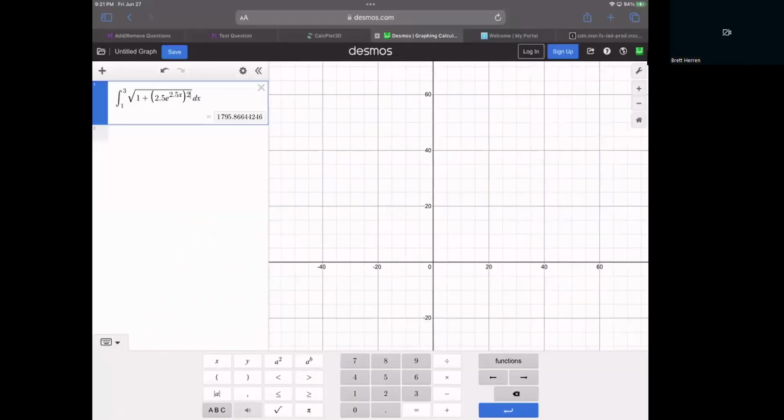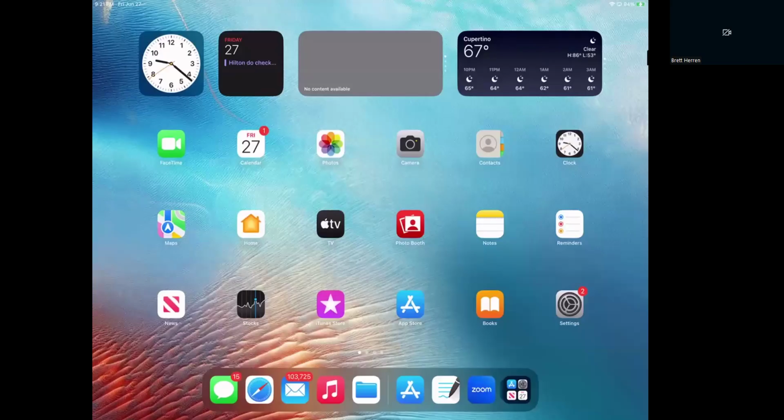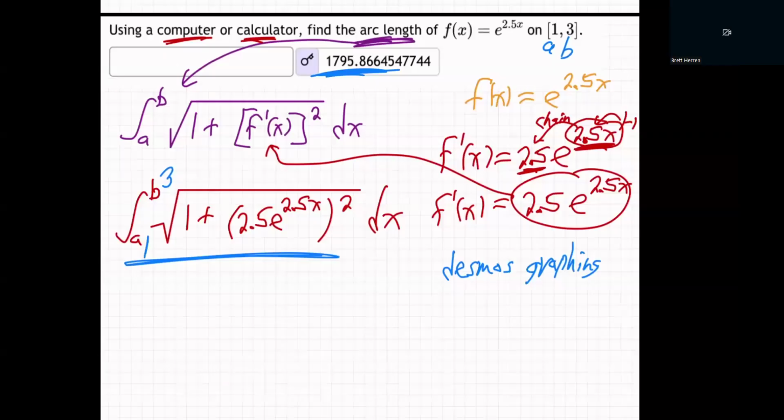Here's what it looks like on Desmos. See it up there in the upper left-hand corner. Typed it in. You can see the answer, 1795.866. There it is. Always type in at least 4 decimals to be safe on everything. And there we go.